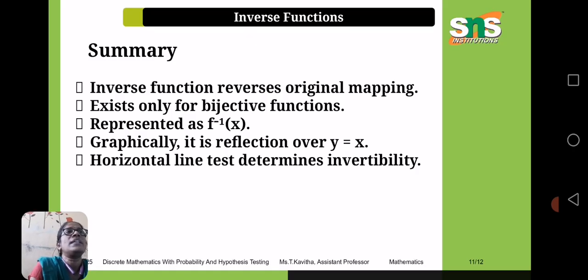One-to-one requirement: an inverse function only exists if the original function is one-to-one. This means every distinct input gets a distinct output. It must pass the horizontal line test.